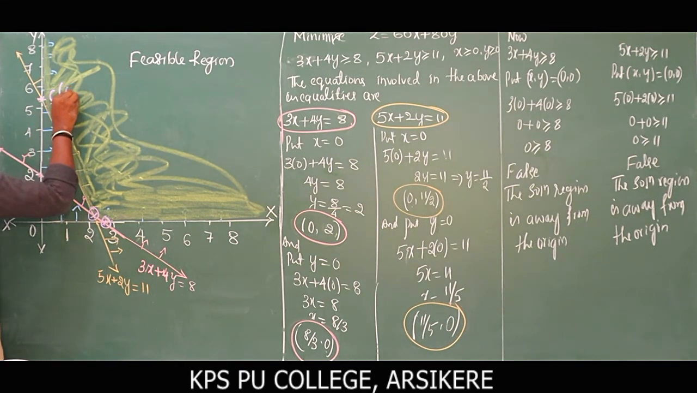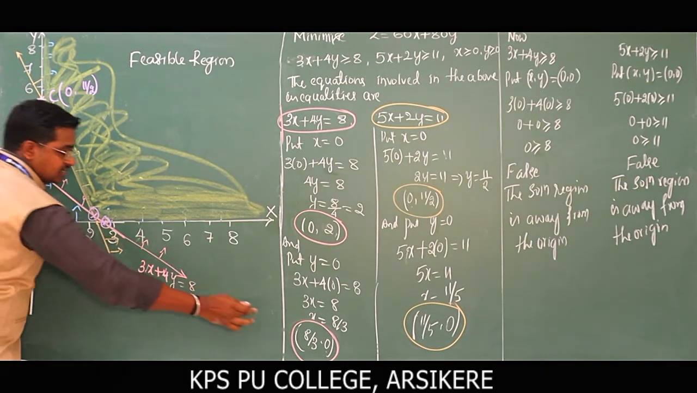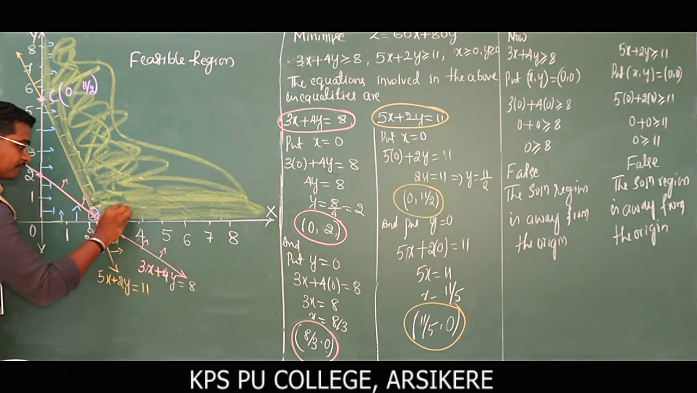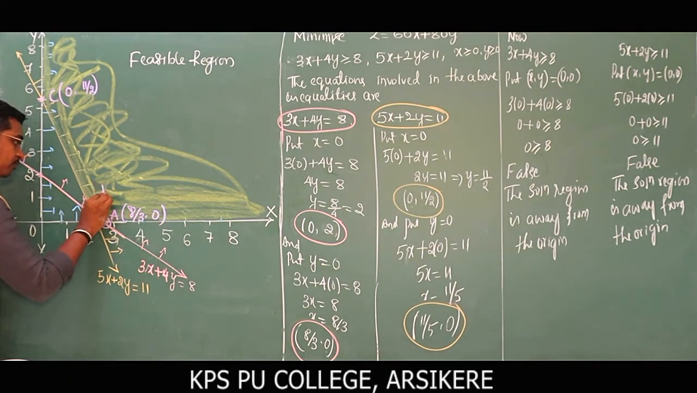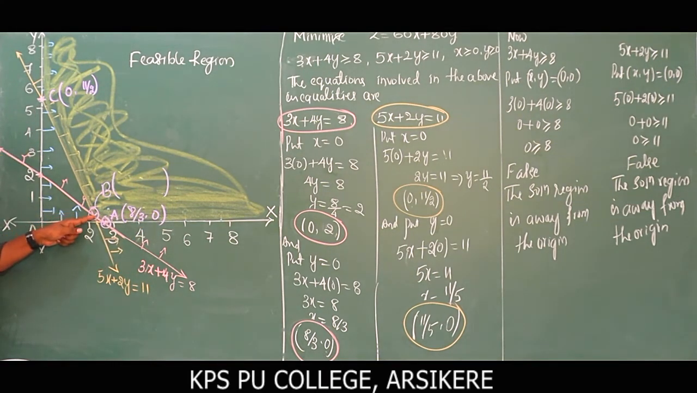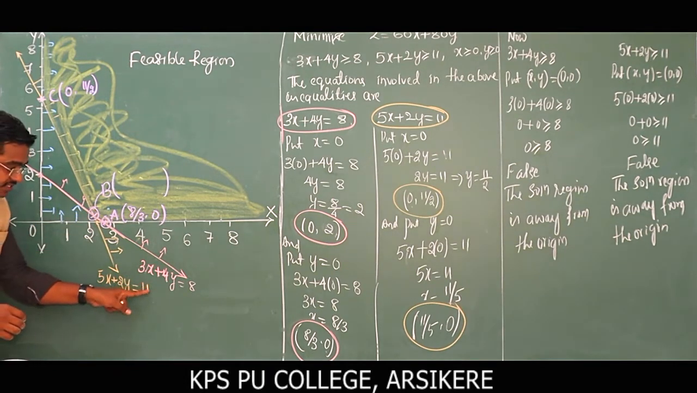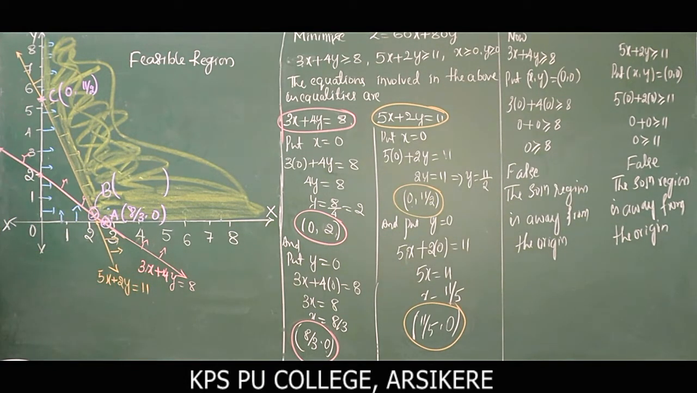The corresponding point here is (0, 11/2). So what about this point? This point is here (8/3, 0). This is point A, (8/3, 0). Then how to find the point B? Point B is the point of intersection of the lines 5x + 2y = 11 and 3x + 4y = 8.